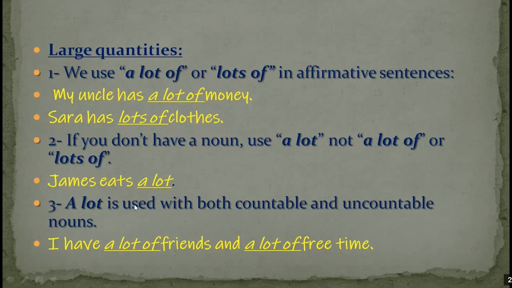No, a lot is used with both countable and uncountable nouns. I have a lot of friends and a lot of free time. Friends is a countable word. How do we know it's countable? It ends with S, so it's countable. We can say one friend, two friends, three friends. Time is uncountable. How do we know it's uncountable? It doesn't end with S. We don't say I have one time, one free time, two free times, three free times. No, that's not acceptable. So we use a lot of with the countable and the uncountable nouns.